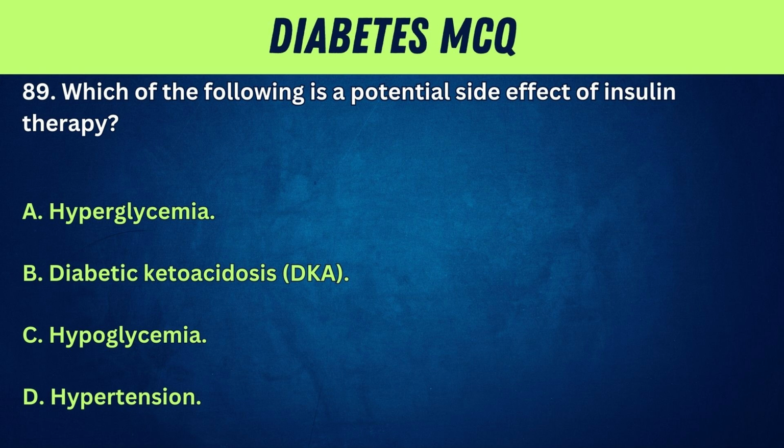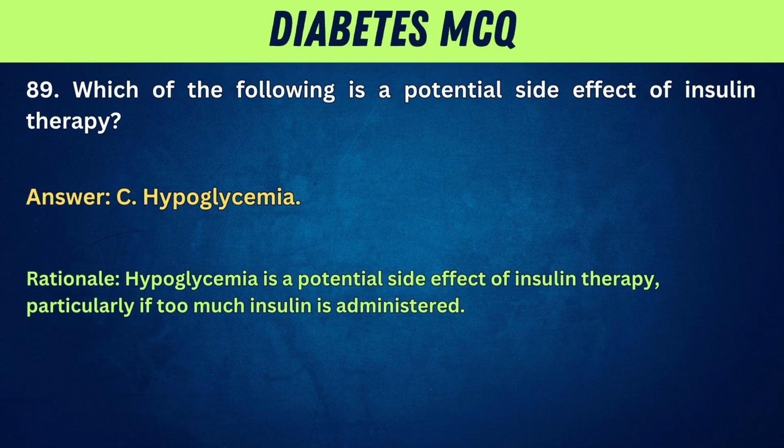Diabetic ketoacidosis, DKA. C. Hypoglycemia. D. Hypertension. Answer: C. Hypoglycemia. Rationale: hypoglycemia is a potential side effect of insulin therapy, particularly if too much insulin is administered.